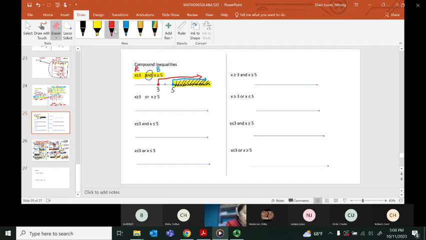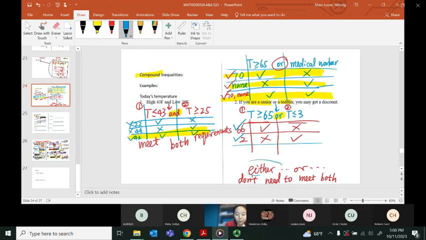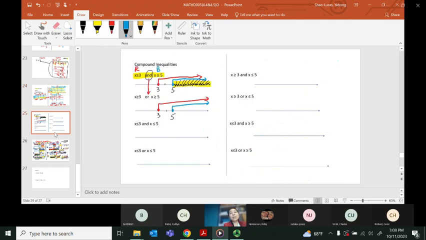But what if I change the word from and to or? Will that answer make a difference? Let's first draw that too. Red for the first, blue for the second. Now for or, do I need to find numbers under both lines? For or, like I said, you don't need to meet both. Or means either or. So you don't need to find those numbers under both lines. As long as the number is under one colored line, you're good.